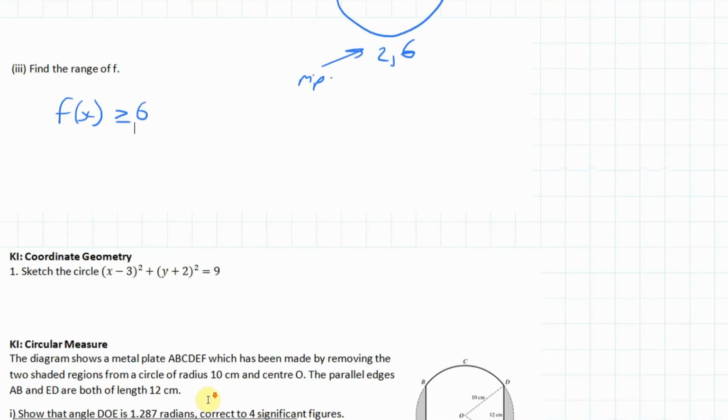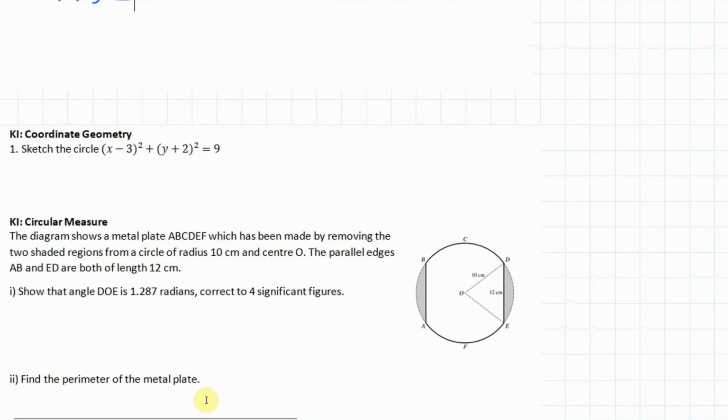Perfect. Now I've got to sketch a circle on this next one. So, what have we got here? We know that we've got a centre at (3, -2). So, 1, 2, 3, 1, 2. So, there's a centre at (3, -2). And we know that the radius is 3. So, it should go up to 1 here. So, you've got a point here.